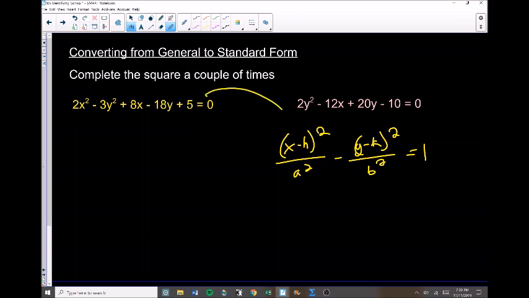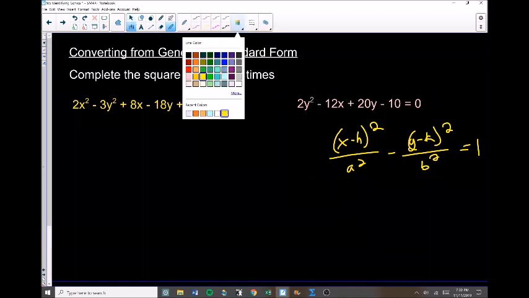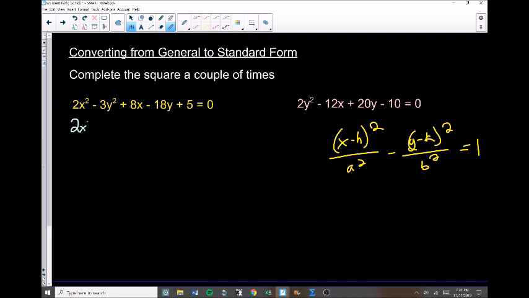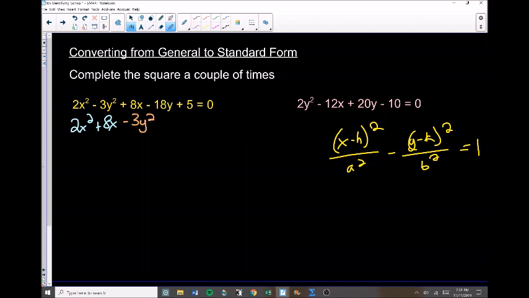I'm going to make this equation look like this, and again, I do that by completing the square. So I want to keep this standard form equation written over here where I can refer to it just so I know what I'm going for. I'm going to color code this. I recommend you do the same. I'll start with this light blue. I'm going to get the x's together. So over here I have 2x squared plus 8x. Then I'm going to get the y's together. Negative 3y squared minus 18y. And finally I'm going to move over that constant term f to have this equal negative 5.